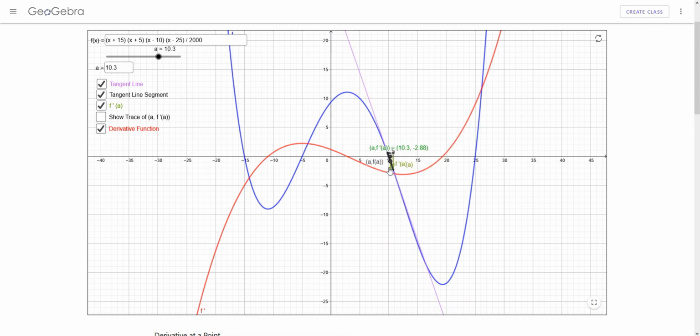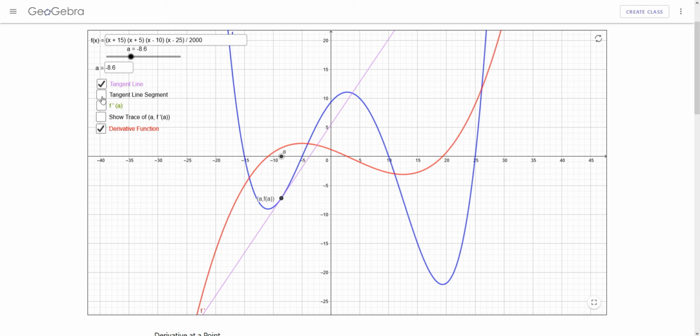And then from there on out to the right, the original function is concave up. So from this minimum on to the right, the original function is increasing. So you can see there's a lot that you can tell about the shape of the derivative and the original function. And again, I can show parts of this as I want. I can show just the tangent line, for example.